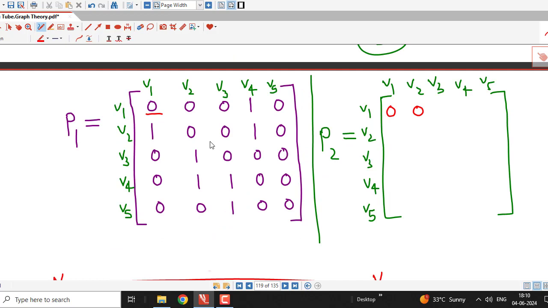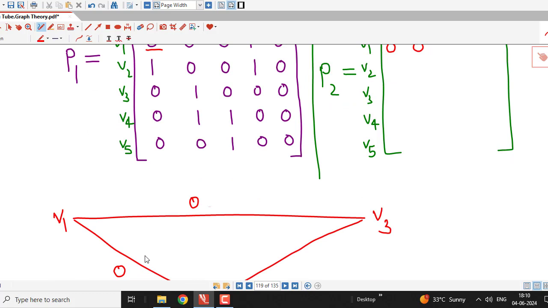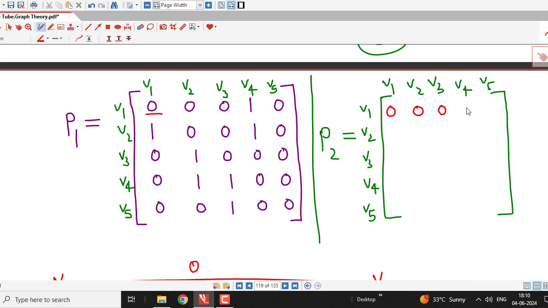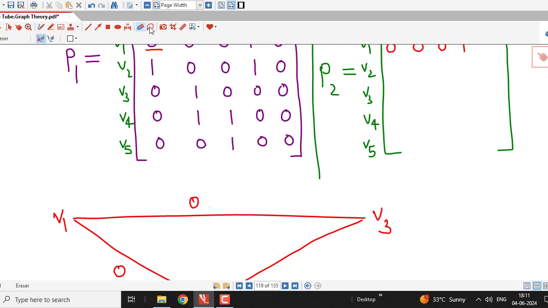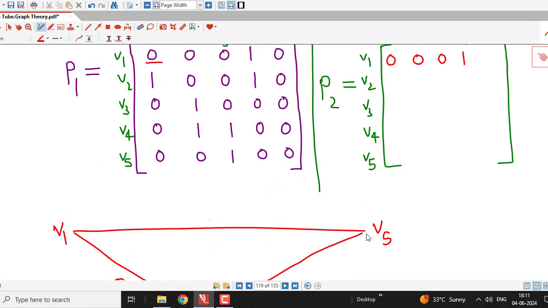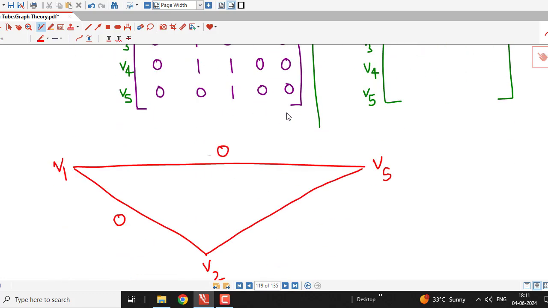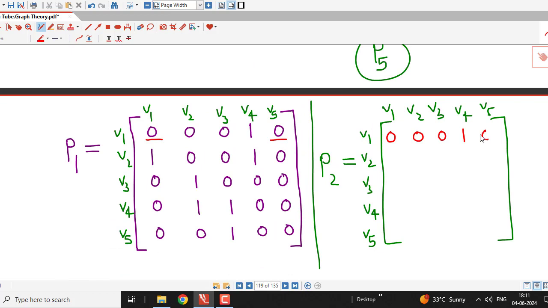For V1 to V3 we have 0 here, and because this entry is 0, we will write directly 0. From V1 to V4 we have 1 here, so no need to check. We will write 1, ones will be written as it is from the previous matrix, and I have to check for V1 to V5. So let me check for V1 to V5. From V1 to V5 we have 0 from P1, and because this is 0, you don't have to check for V2 to V5. This is 0.